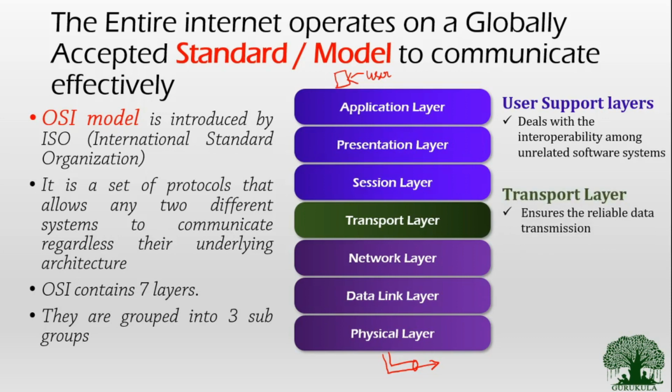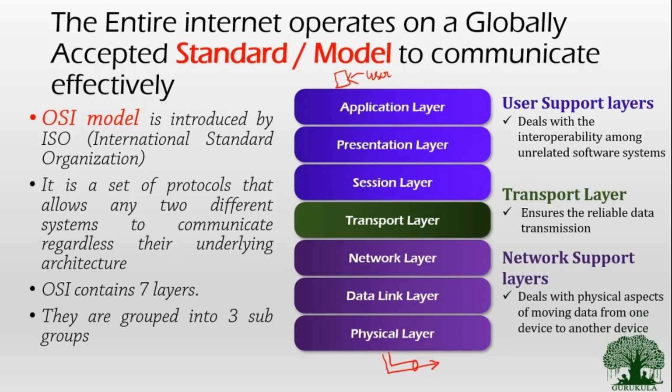The transport layer is responsible for reliable data transmission from one network to the other network. And the last 3 layers, that is the network layer, data link layer and physical layer, are responsible for the physical aspects of moving the data from one device to another device. So this is how the OSI model has been formulated, and all the devices manufactured to get connected on the internet should follow this protocol layering standard. This standard is what we call the OSI model.